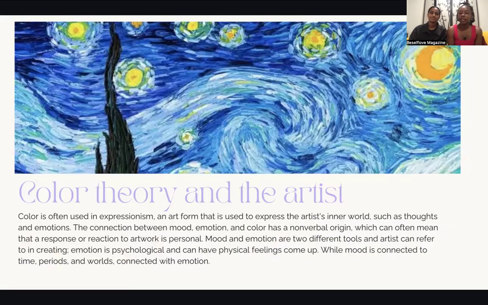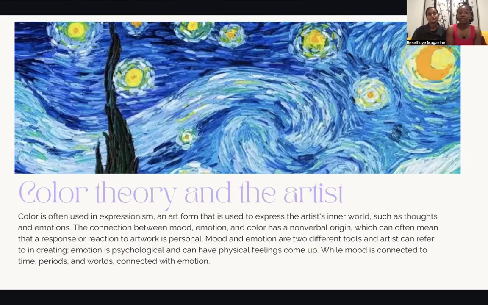So, how is this connected to color theory and the artist? Color is often used in expressionism, an art form that is used to express the artist's inner world, such as thoughts and emotions. The connection between mood, emotion, and color has a nonverbal origin, which can often mean that a response or reaction to artwork is typically personal. Mood and emotion are two different tools an artist can refer to in creating.